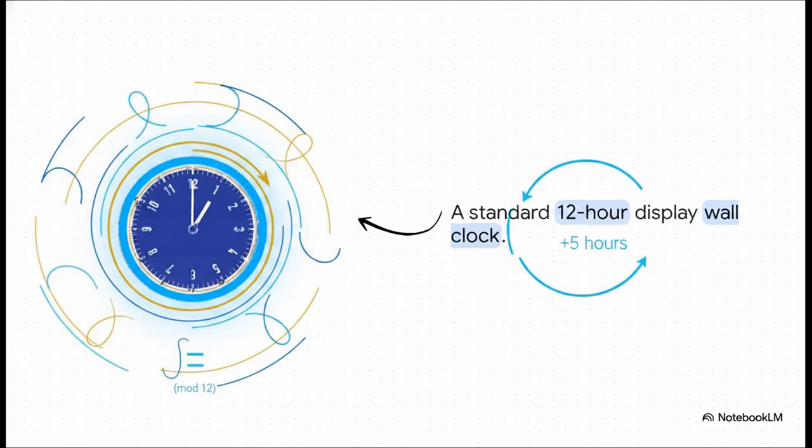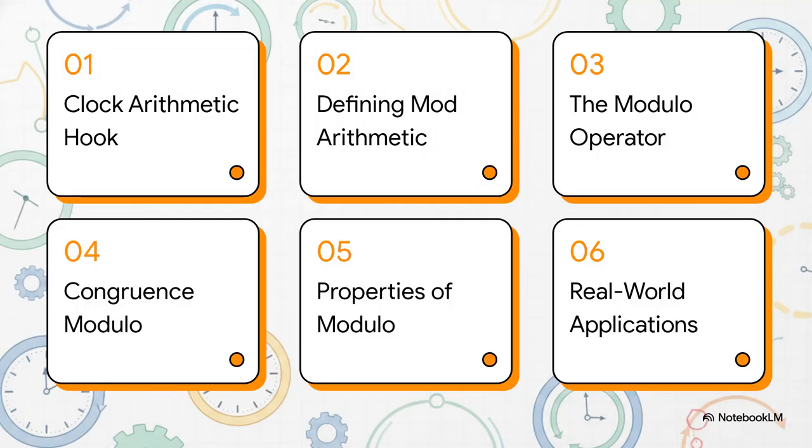Well, picture a standard 12-hour wall clock. If it's currently 10 o'clock and you add 5 hours to your schedule, what time is it? It's 3 o'clock. We don't say it's 15 o'clock. Once that hour hand sweeps past the 12, it just resets. The numbers wrap around. And without even realizing it, this everyday act of telling time is your brain intuitively doing something called modular arithmetic.